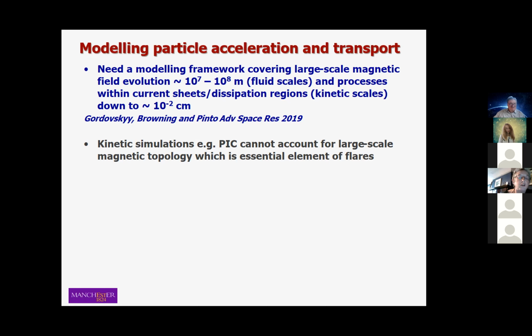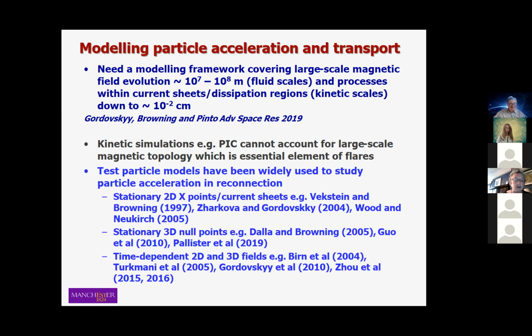But obviously they can't account for the large scale geometry, the magnetic topology, and that's really essential for a flare to account for this large scale field. So one approach, which also has its limitations but is also a powerful approach, is to use test particles. And these have been quite widely used to study particle acceleration in reconnection.